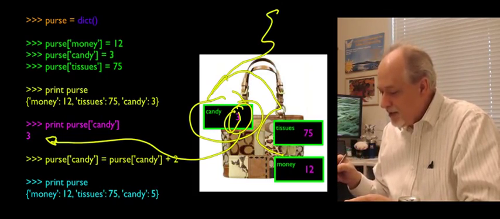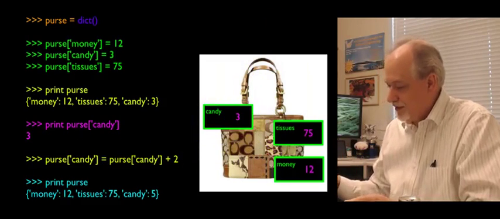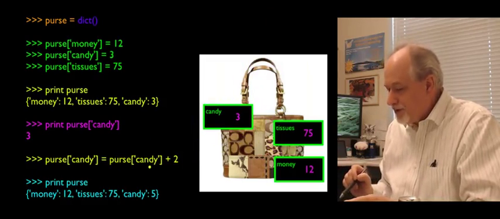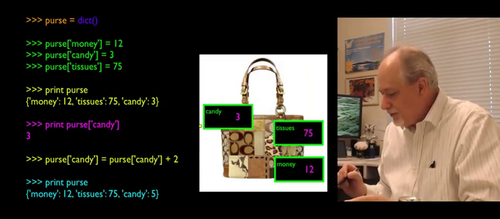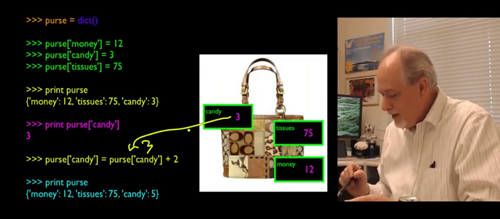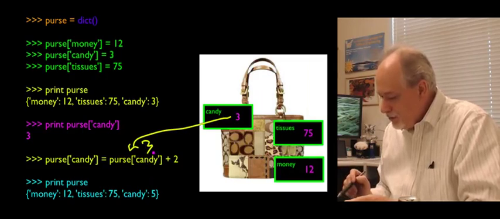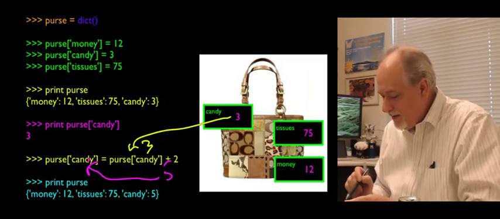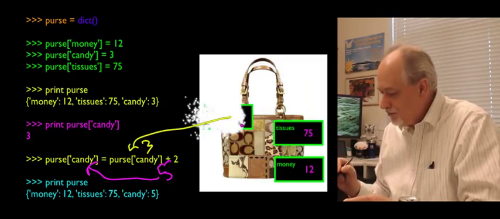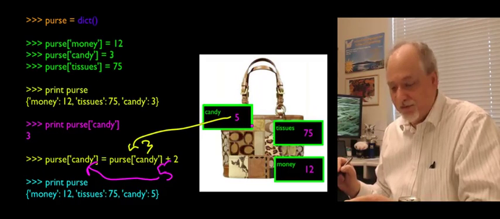These can be actually more complex things. I'm just keeping it simple for this lecture. And then when we say purse sub candy equals purse sub candy plus 2, well, it pulls the 3 out, looking at the label candy, then adds 3 plus 2 and makes 5, and then it assigns it back in, and then that says, oh, go place this number 5 in the purse with the label of candy, which then replaces the 3 with a 5.